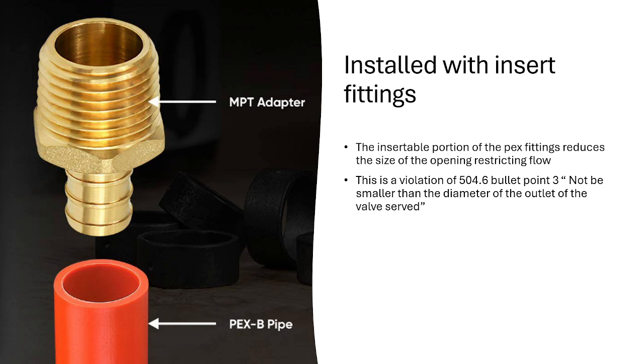Installed with insert fittings. You see here in the illustration, we have a PEX male adapter made of brass. Notice that it reduces down in size so that it can insert into the PEX pipe. So this insertable portion of the PEX pipe fitting reduces the size of the opening, restricting the flow. Remember from point 3, you cannot reduce its size. Point 14 said you can only do this if you go one nominal pipe size larger. You would have to go immediately to 1 inch before you could use PEX. But because of point 3, we don't use PEX or any insertable type fittings that would reduce the size of that opening, restricting the water heater, the TMP valve's ability to relieve pressure quickly on the water heater.